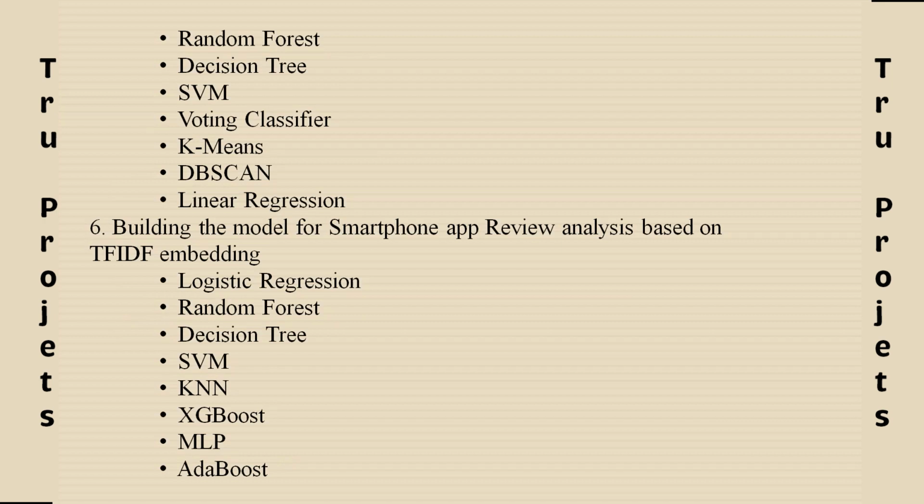K-means. K-means is an unsupervised clustering algorithm that groups data points into clusters based on similarity. K-means can identify user segments with similar app usage patterns, aiding in user behavior analysis. DBSCAN. Density-based spatial clustering of applications with noise. DBSCAN is an unsupervised clustering algorithm that identifies clusters of data points based on density. DBSCAN can help discover app usage patterns in user groups with varying usage times.